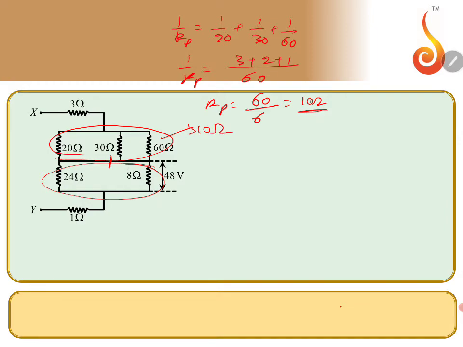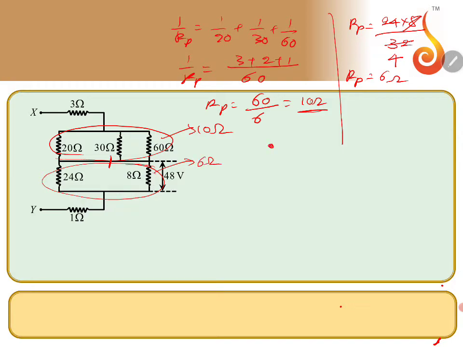Now again we have to find the resistance of this particular portion. Let us try to solve that here. So Rp is equal to, there are only two resistors, I can use this particular formula, 24 into 8 divided by 24 plus 8, which is nothing but 32. Okay, so now this is 1, this is 4. So Rp is equal to 24 by 4, which is nothing but 6 ohms. Now the effective resistance of this particular portion is 6 ohms.